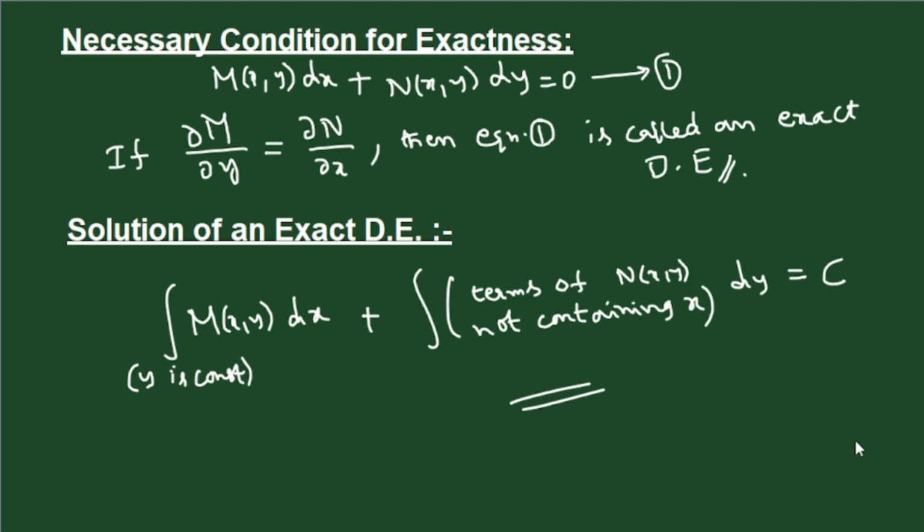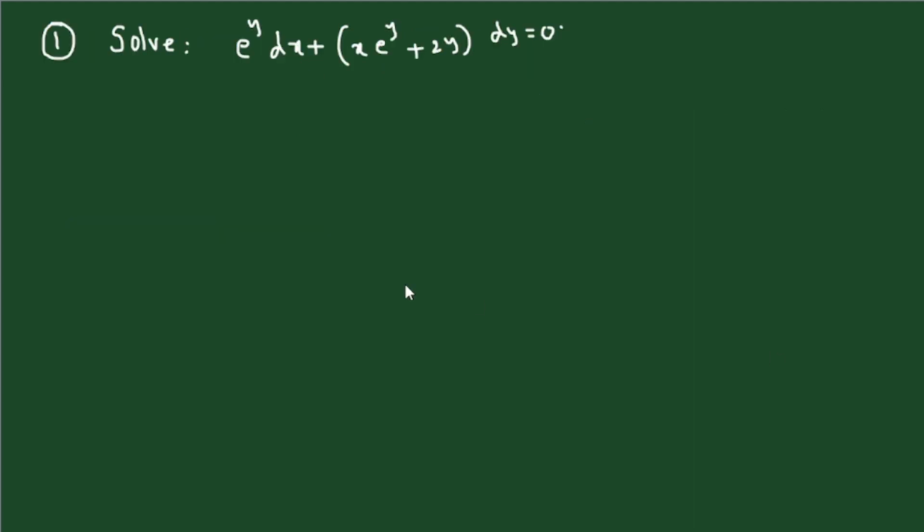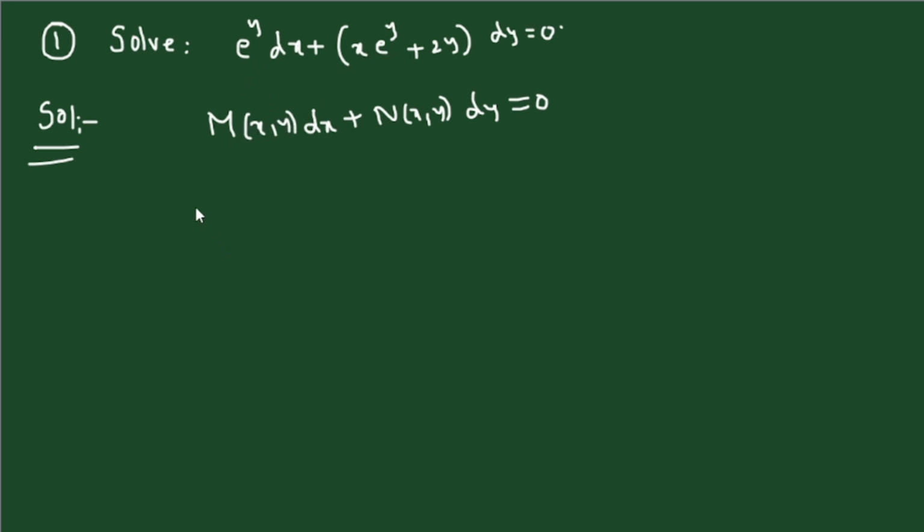Now we will solve some problems related to this. Suppose this is the problem we are given. Now how do you write here? You compare this with m of xy dx plus n of xy dy equal to 0. So when you compare, in place of m of xy we have e power y, and in place of n of xy, we have x e power y plus 2y.